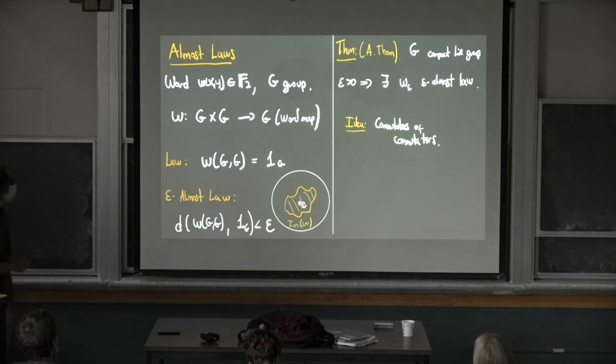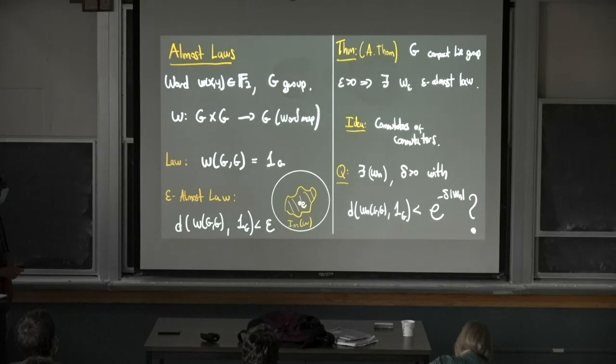And there is this question that I've been trying to understand, whether there is this almost law, but the question is, how fast can you make things go to the identity?